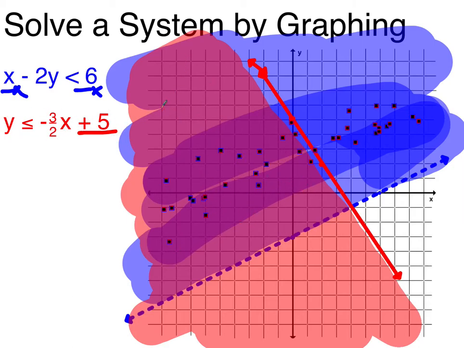And anything that's both blue and red, so all of this stuff over here, the stuff above this line and below this line, will give you a solution that's true to both equations. And so the solutions to the system of linear equations is all of this stuff. So I didn't need to shade this red and this blue. This is just the solution.